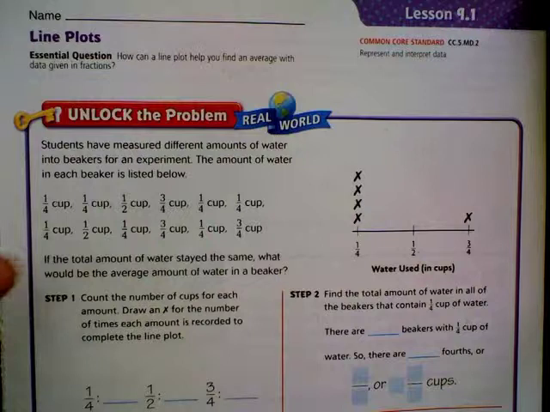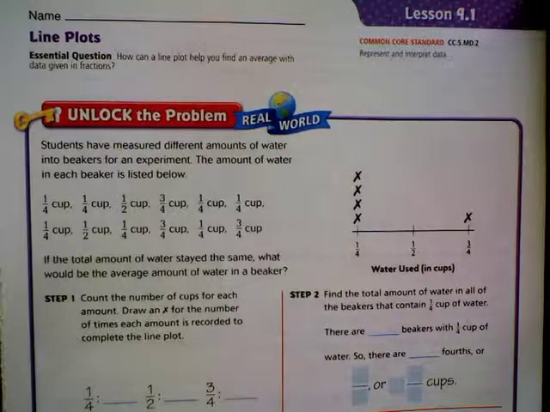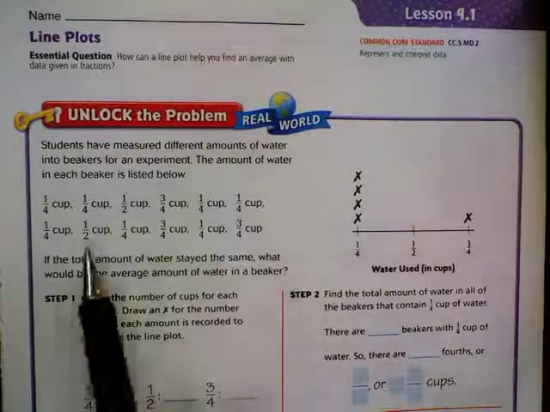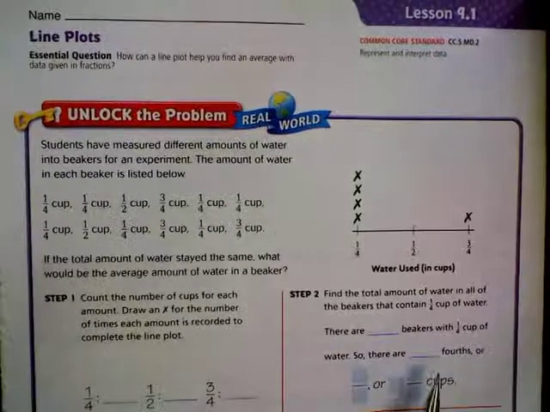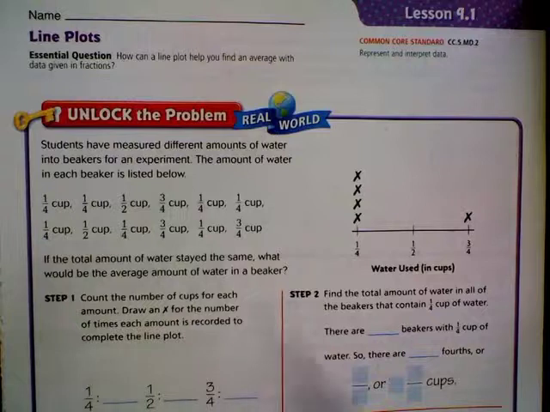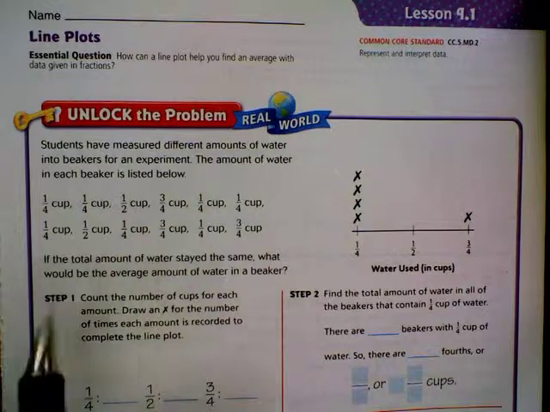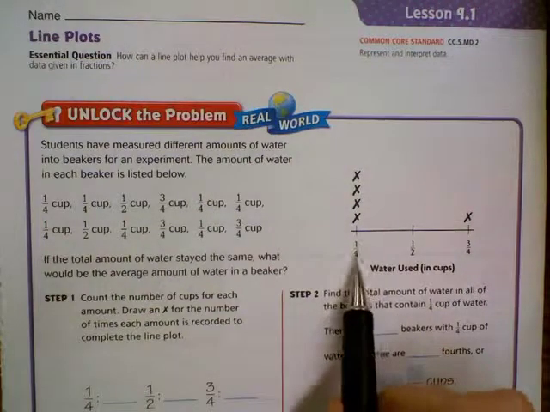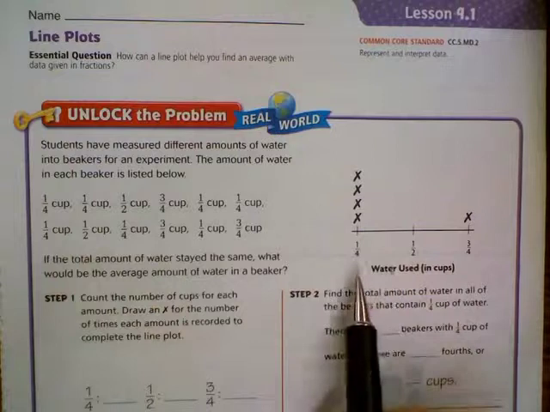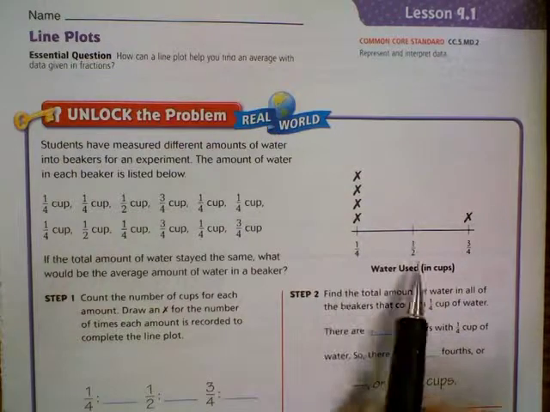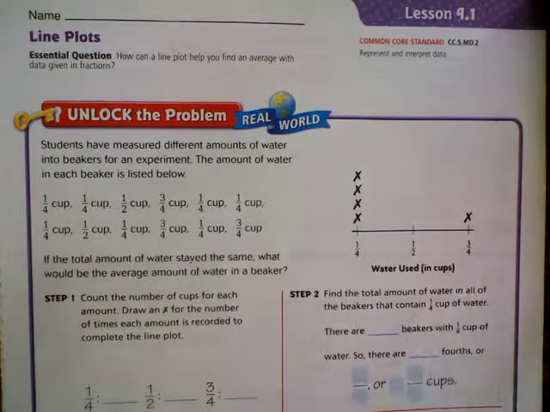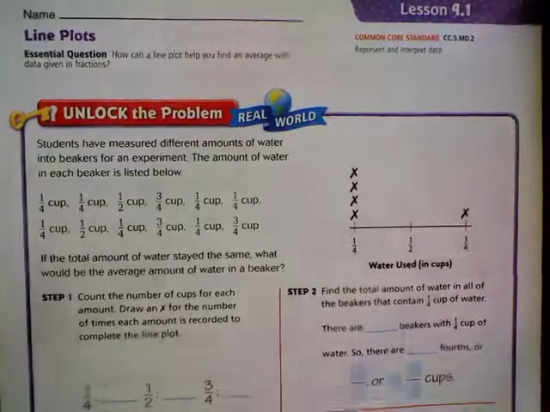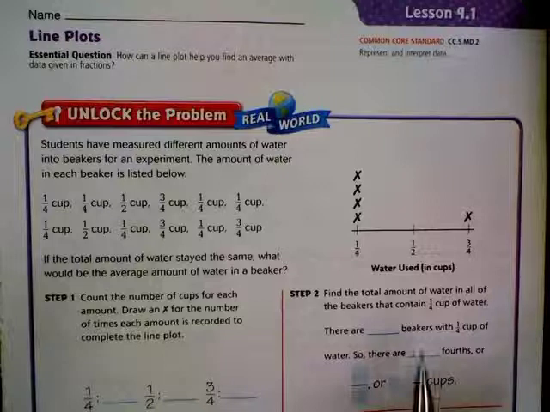So if we want the total amount of water, if the total amount of water stayed the same, what would be the average amount of water in a beaker? We're going to use the line plot to actually see our data, and then we're going to follow the steps to figure out what the average is. All right, line plots, we have the three different sizes of water cups: 1/4 cup, 1/2 cup, 3/4 cup, and then on a line plot we just put an X for every one of those cups that we have.